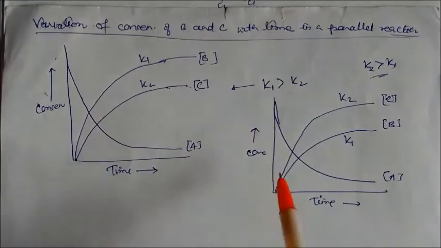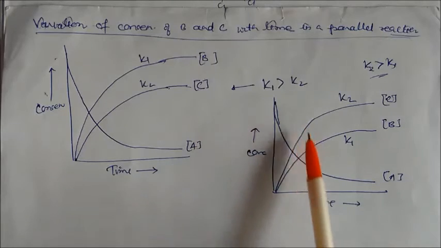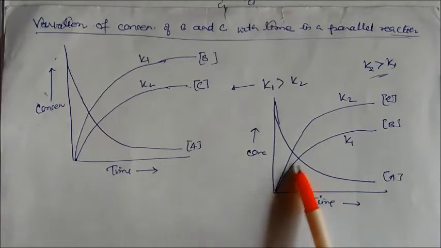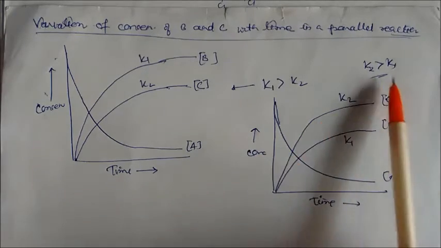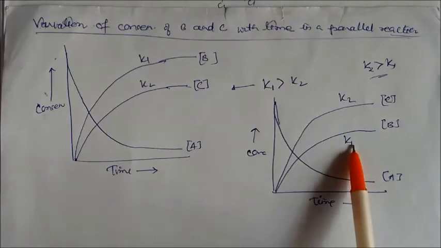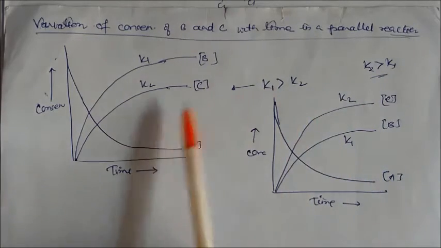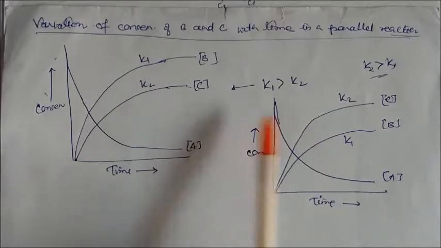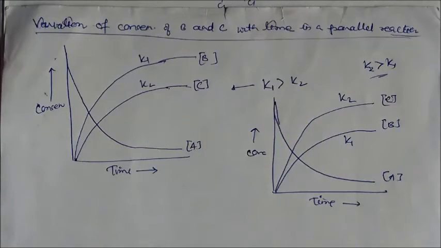Or we can draw it like this, concentration versus time. A is decreasing, and it is possible that this is giving B and this is C. In this case K2 is greater than K1. If you take this one, the graph will be this one, and if you take the other, the graph will be that one. So there are two different types of graphs for this concentration.